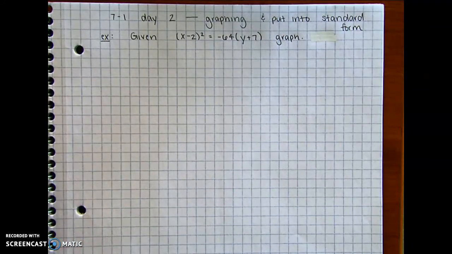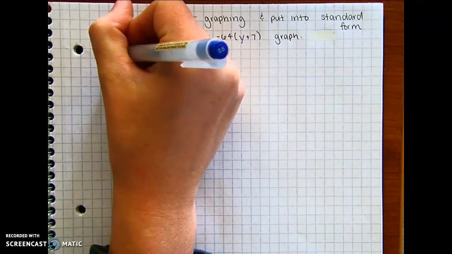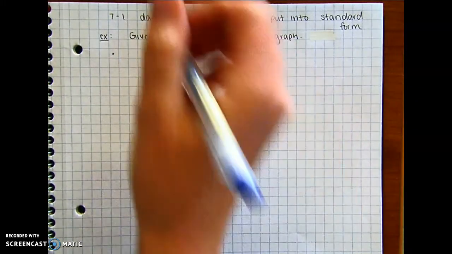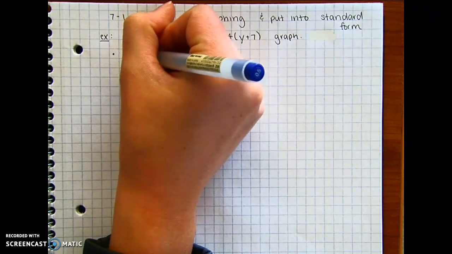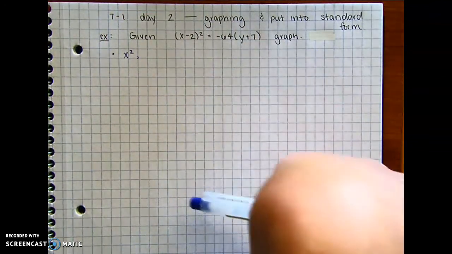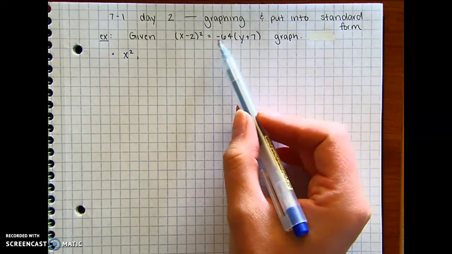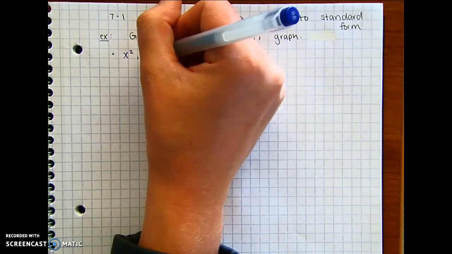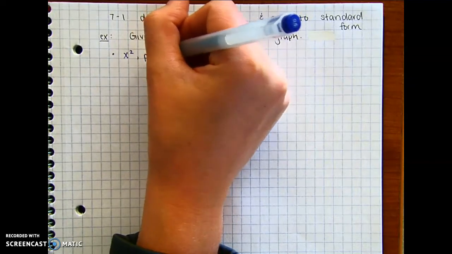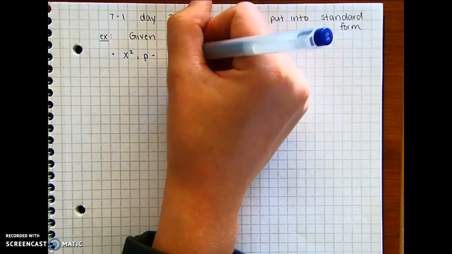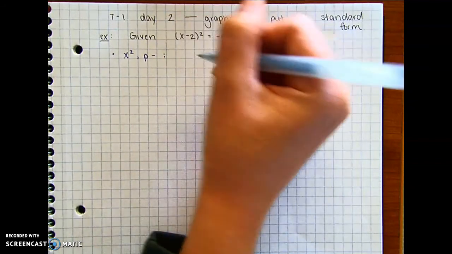Alright, so first thing we should do, remember listing everything, is determine what the direction of our graph is. So if we look here, it's x squared, so that means it's facing upwards or downwards. And then we have a negative p-value. So that means that we are opening down.